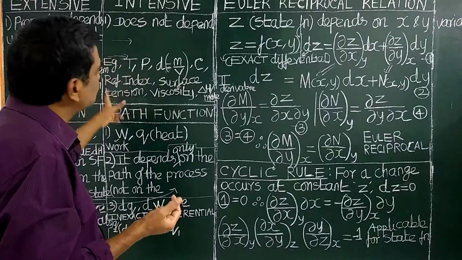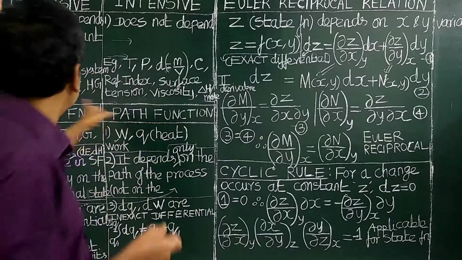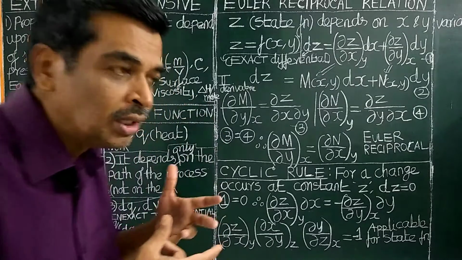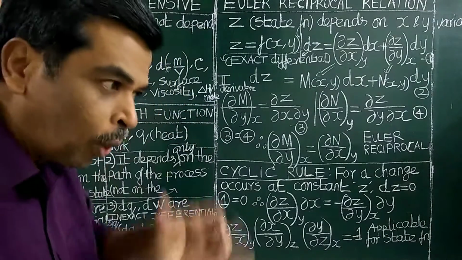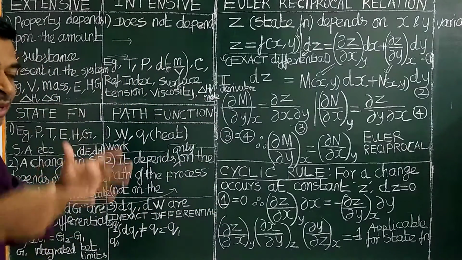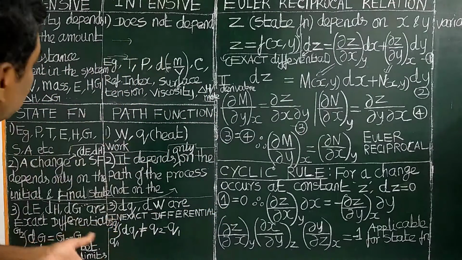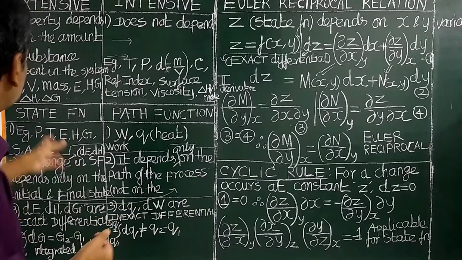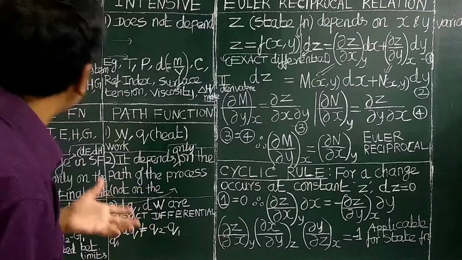Refractive index, surface tension, viscosity. Similarly, delta H is an extensive property, whereas delta H per mole, the heat of reaction per mole of the substance, is an intensive property. Remember, free energy change per mole of the substance is an intensive property, whereas free energy change itself is an extensive property. Now, what are state functions and path functions?